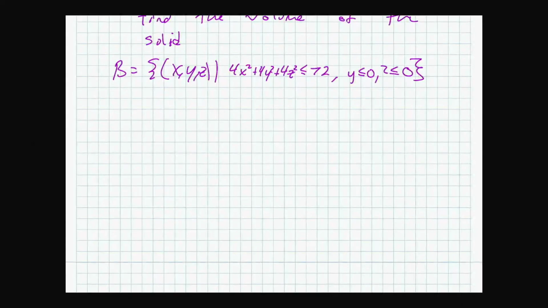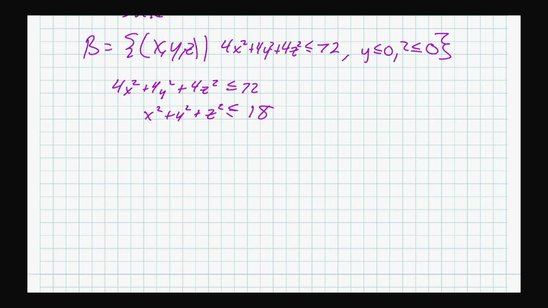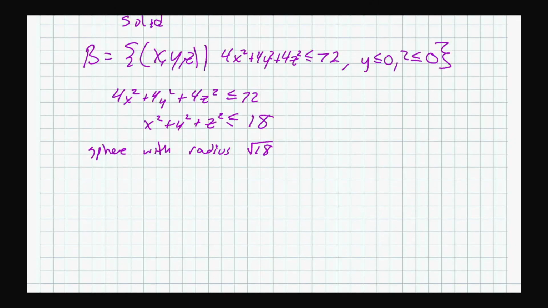Okay, so let's try to imagine what the shape looks like before we set up the integral. So first of all, 4x squared plus 4y squared plus 4z squared less than or equal to 72 is x squared plus y squared plus z squared. Divide the 72 by 4, and I think we get 18, right? So what that tells me is that this is a sphere with radius square root 18. So it's not like a perfectly nice sphere, but a sphere. So we got a sphere.